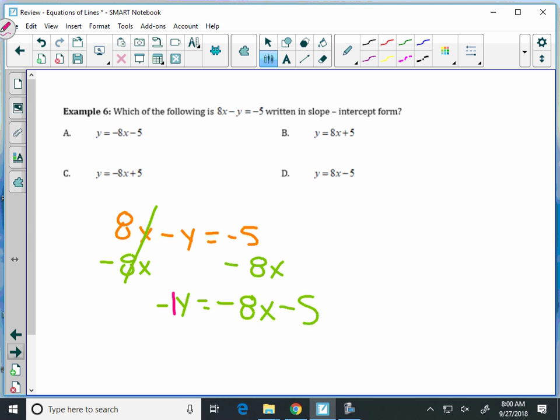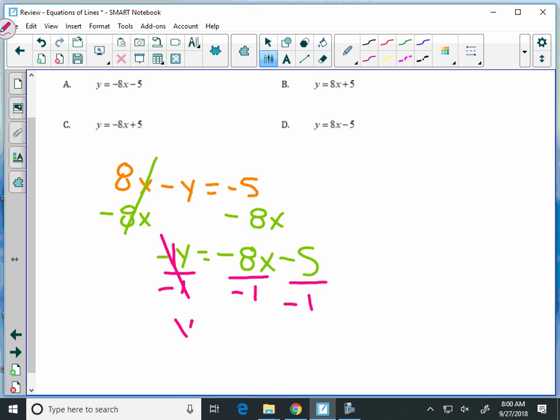Divide, because we're multiplied. No different if it was a 5 or a 2. We're just going to divide everything by negative 1. That cancels. We're left with y is equal to negative 8 divided by negative 1 is positive 8x, and negative 5 divided by negative 1 is positive 5. So our answer would be what?